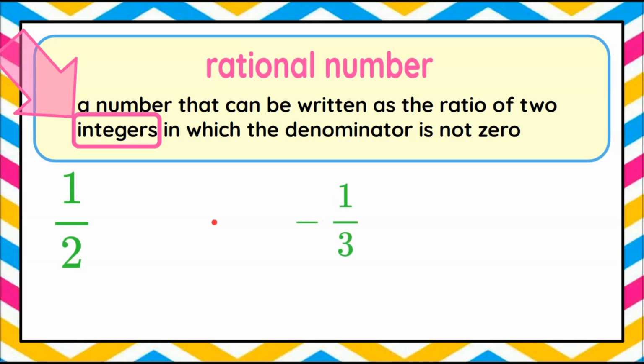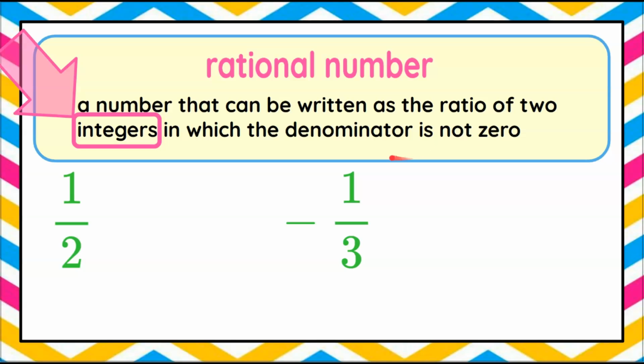Here's another example, -1/3. Integers are positive numbers and their opposites and 0. So this negative could be -1/3 or 1/3, but it's a ratio involving a negative sign, and that's an integer. So 1/2 and -1/3 are rational numbers. They are ratios of two integers, and the denominator is not 0.